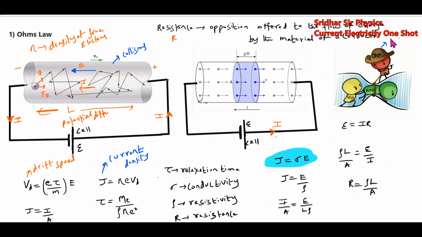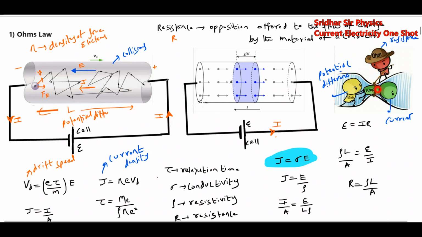This is called Ohm's law: V equals I R, where R is the resistance, this is the current, and this is the potential difference. Okay, fine. So when we apply the potential difference across the cell, the potential difference will push the charge. Then the material will offer resistance to the flow of charge. And that's the resistance.